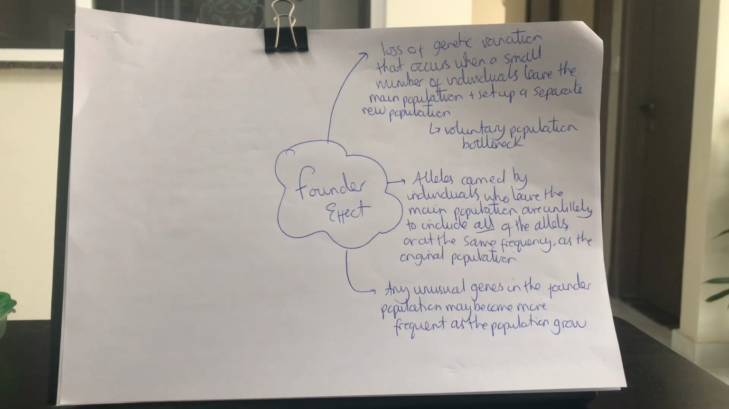And so what this means is that any unusual genes in the founder population may become more frequent as the population grows. And so in the same way as your bottleneck, you can end up with a new species as well because of this founder effect.